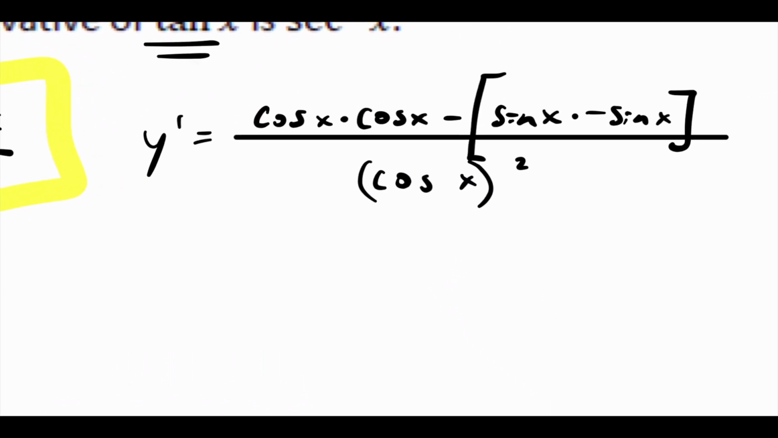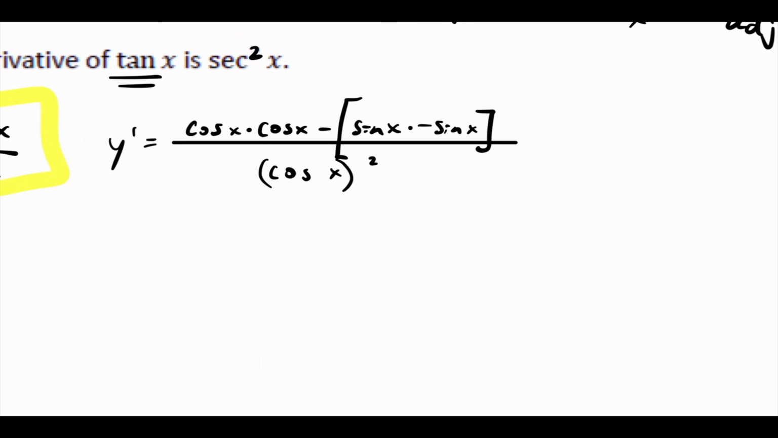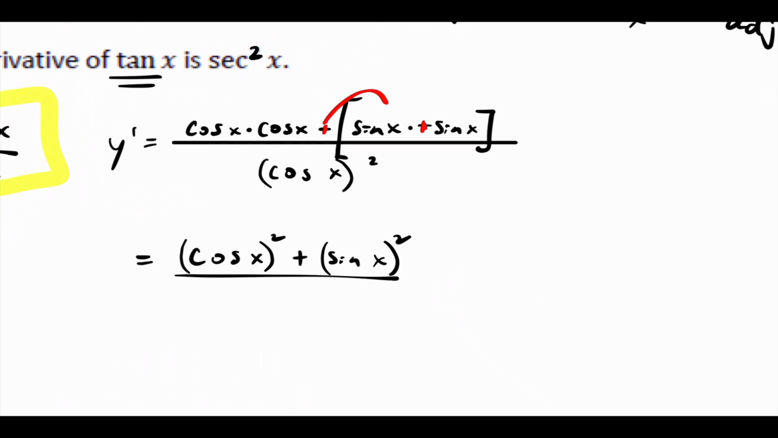Okay, so let's combine this. Let's simplify this a little bit. What's cosine times cosine? Cosine squared. Again, I put the squared here; they put the squared between the cosine and x. It doesn't matter. So I have a negative. If I distribute that negative, it becomes positive and positive. So plus sine of x squared over cosine of x squared.